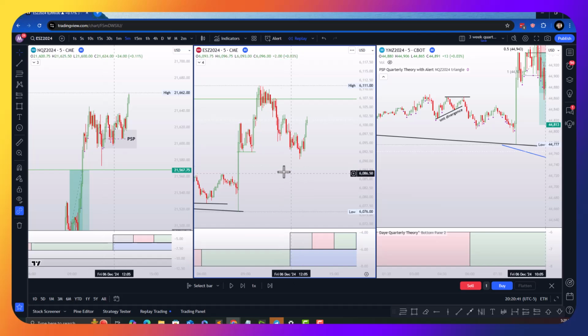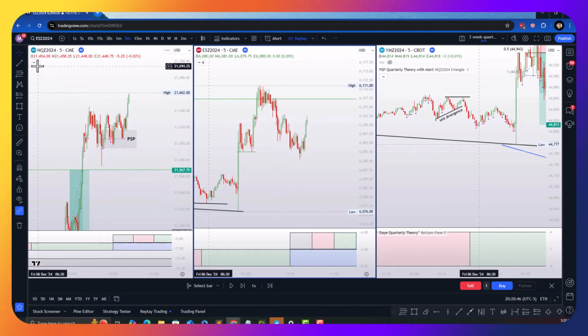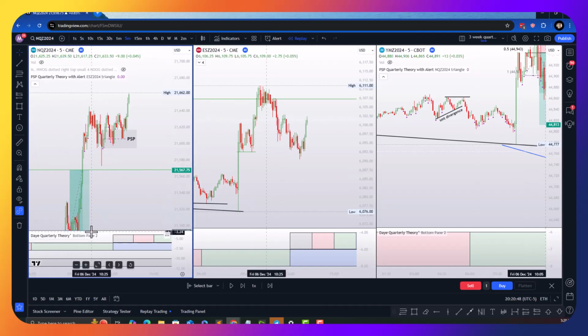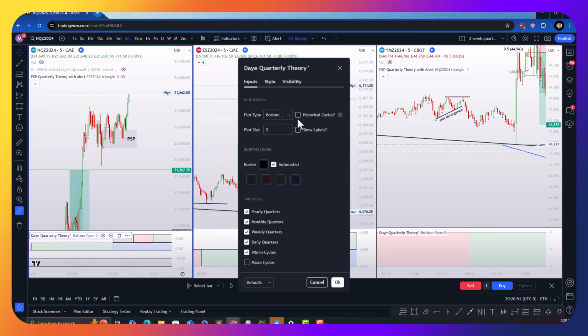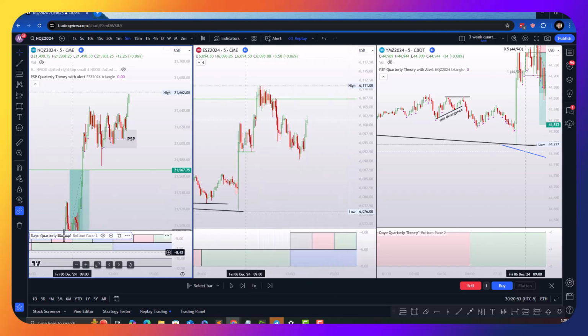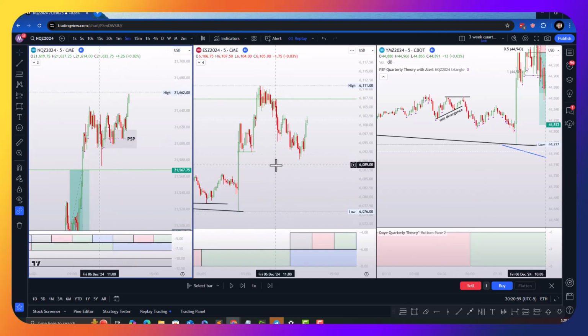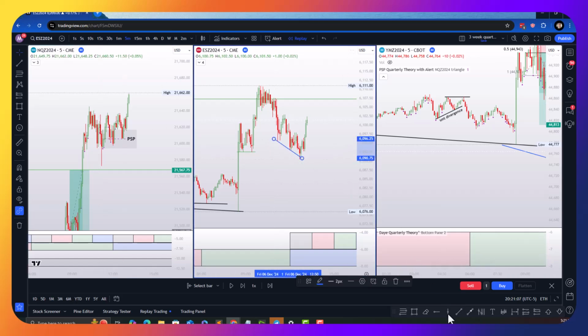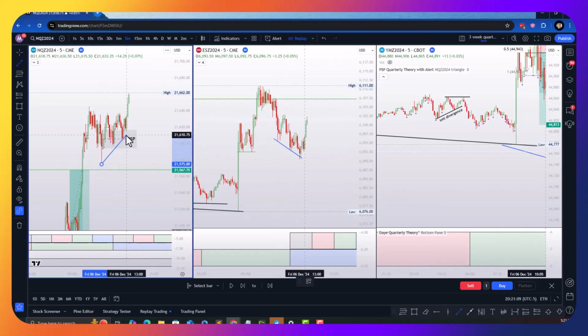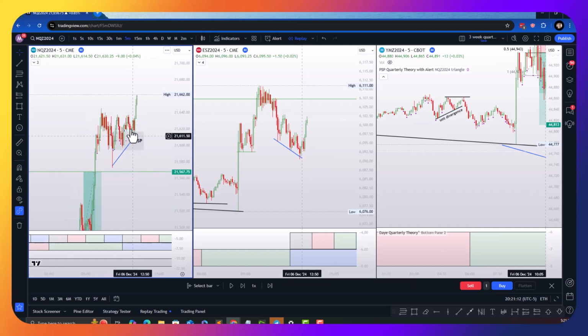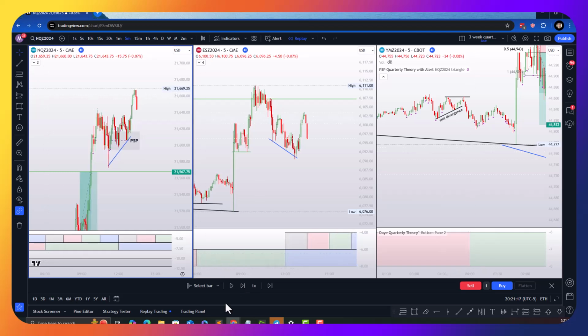And we did run into a sequential SMT here. If you look here on the 5-minute, here I'll turn on the historical quarterly theory cycles, and you'll see here to here, that is a bullish sequential SMT. NQ once again is showing that it's stronger. NQ is the one to buy, and you can buy this touch into the PSP. Okay, and that's about it.